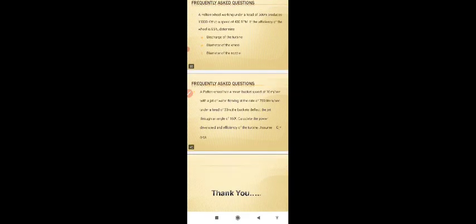And the next question is, a Pelton wheel has a mean bucket speed of 10 meter per second with a jet of water flowing at the rate of 700 liter per second under a head of 30 meter. The bucket deflects the jet through an angle of 160 degrees. Calculate the power developed and efficiency of the turbine. Assume CV is equal to 0.98. Okay, this is the second question for your assignment.